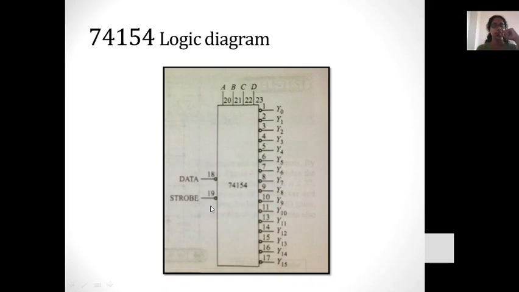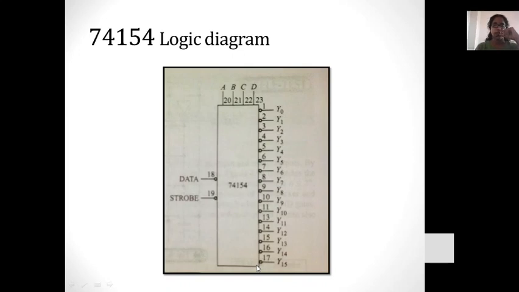What are the things we need? Data, which is pin 18, strobe pin 19, ABCD control signals 20 to 23, and the outputs 1 to 11 and then 13 to 17. It is not showing VCC, ground, and all the other things. It just shows the logic diagram of 74154: the essential things, the data, strobe, control signals, and output lines.